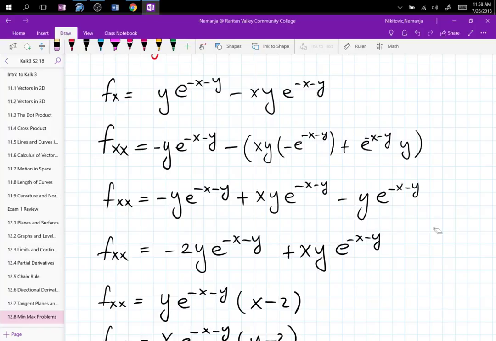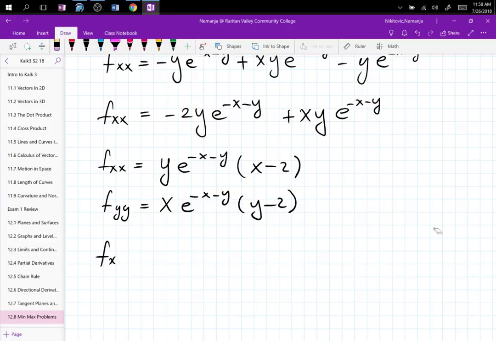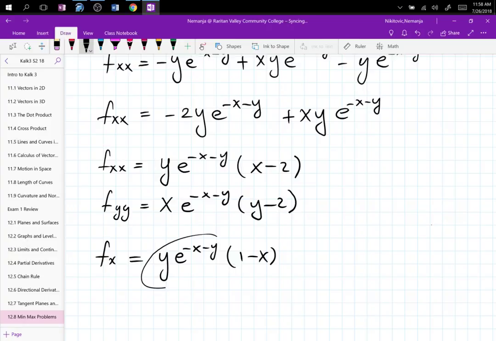Now, you could avoid that by actually using the factored form, because then you would have to only do one product rule, because the second part would be 1 minus x, and that is constant in the eyes of y. So now, I'm actually first going to fix that. This will be y e to the negative x negative y times 1 minus x. So I'm using the factored form for this derivative, because I only have to deal with one product rule, and this is a constant that I copy for fxy.